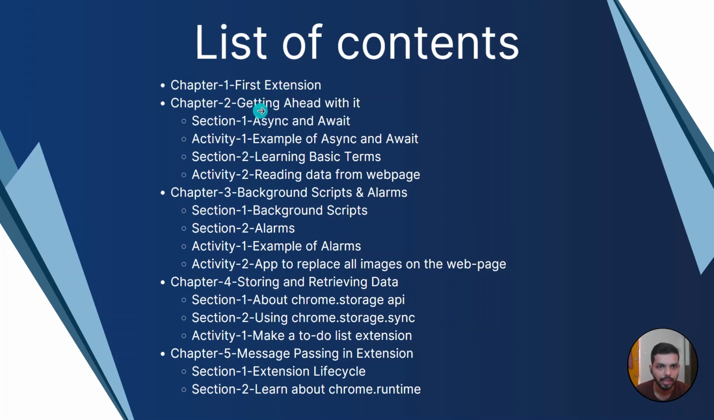Then chapter 2 includes getting ahead with it. Basically in this tutorial we'll deep dive into the concepts. Chapter 3 includes background scripts and alarms, followed by chapter 4, which includes how we can store and retrieve data. We use that to process user activity, user choices and preferences, so that we can use it later to recommend some products and get some insights. And the last chapter includes how we can use message passing and advanced concepts. All of this is included in our playlist.